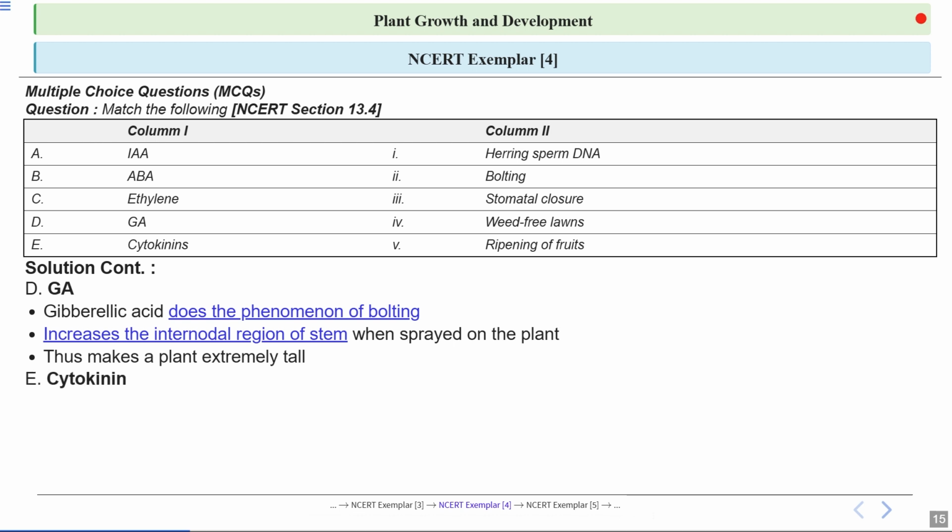Next, E, cytokinin, right? Isolated from herring sperm DNA. So, cytokinin is very crucial for promoting cell division and growth, particularly in the plant roots and shoots. It is important to note that the other options in the question are incorrect, right?